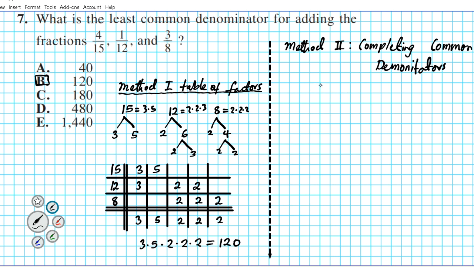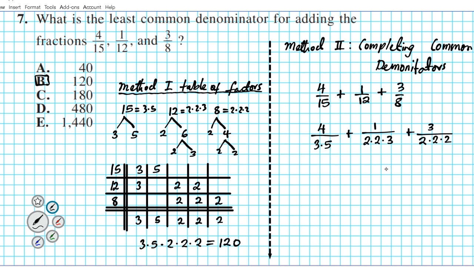So we're adding 4 over 15 and 1 over 12 and 3 over 8. Okay, so what we're going to do first is we're going to express just the denominators as a product of primes. So express 15 in its prime factor decomposition form. That's 3 times 5. We already used a factor tree to show that. And then plus 1 over 12 in its decomposed form is 2 times 2 times 3. And then 3 over 8. 8 in decomposed form is 2 times 2 times 2.